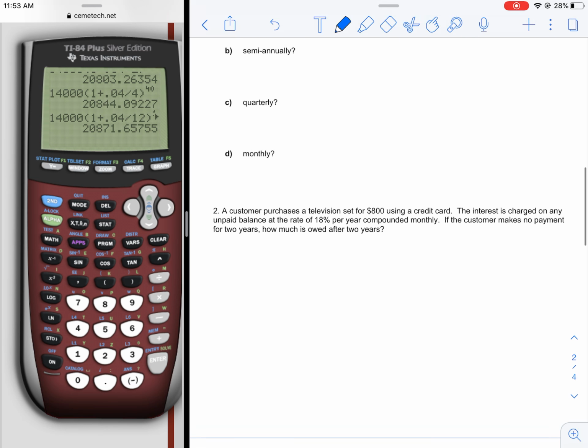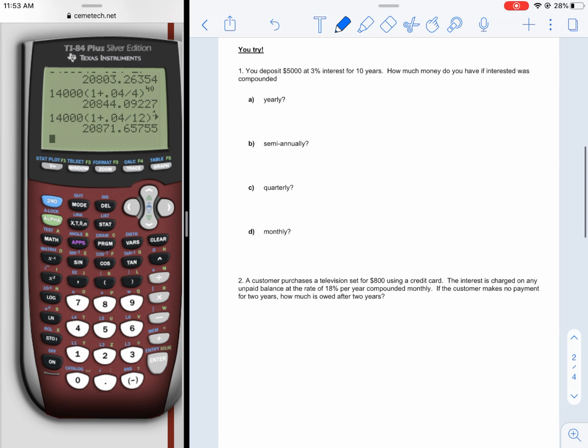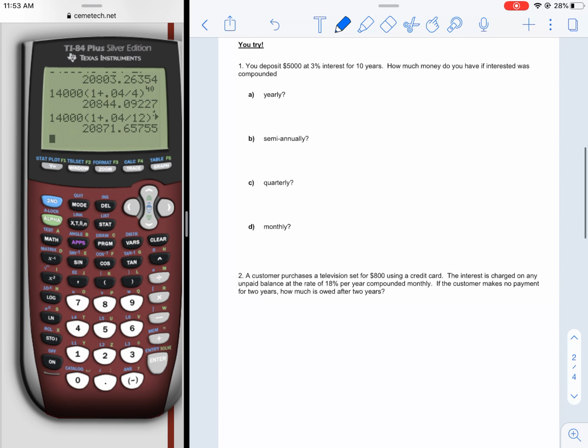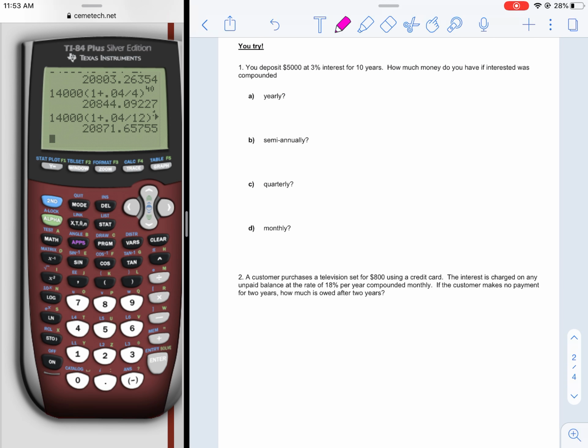Okay, so I encourage you to go ahead and try the next 2 problems. Okay, maybe pause the video and then just kind of fast forward to the end and see if you got your answers right. Okay, and then I'm going to keep going for those of you that maybe need a little bit more support. All right, clear my calculator.